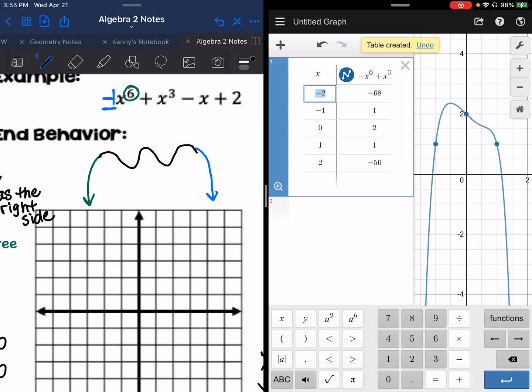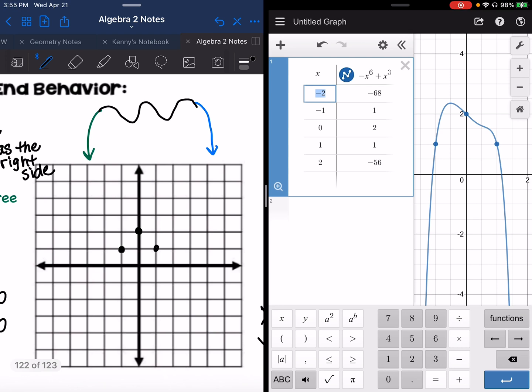Here are some points that I can plot. Negative 1, 1, 0, 2, and 1, 1. Okay, but I have to be careful. Take a look there. It's going to come up, go a little bit higher. It makes kind of a swoop. There we go. I did the best I could.